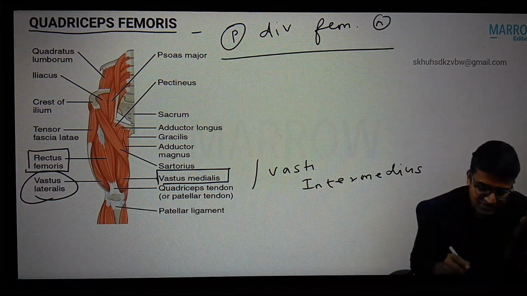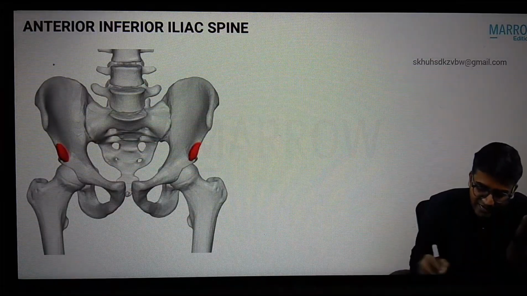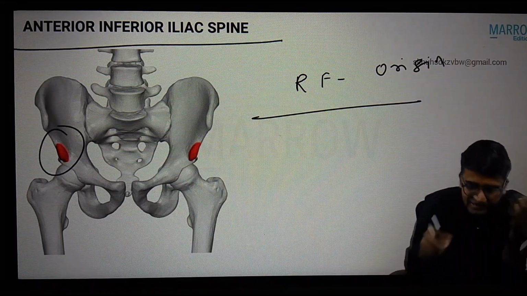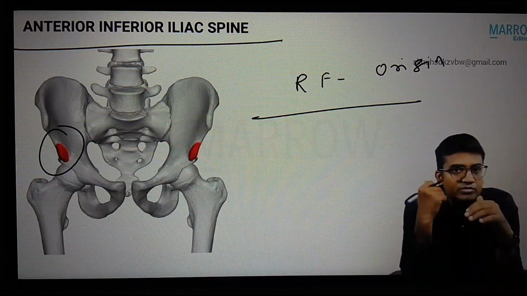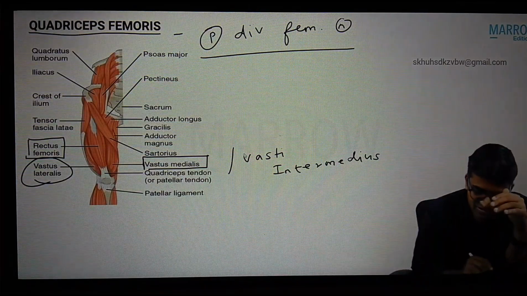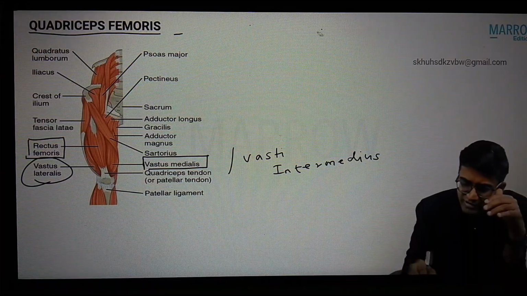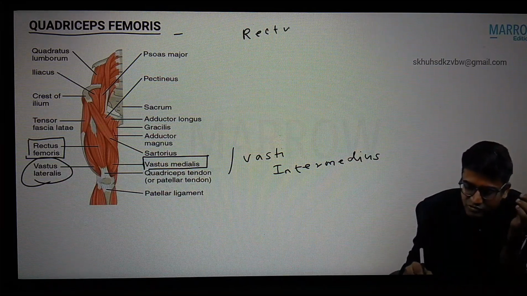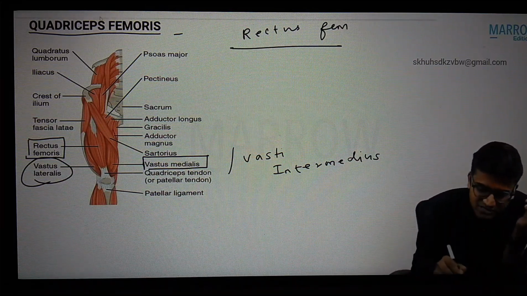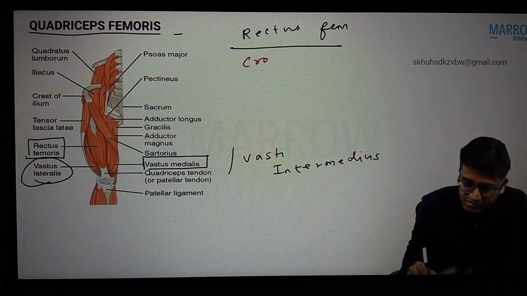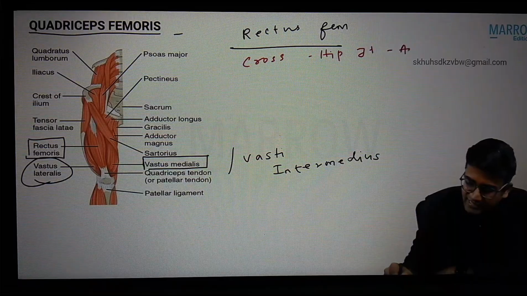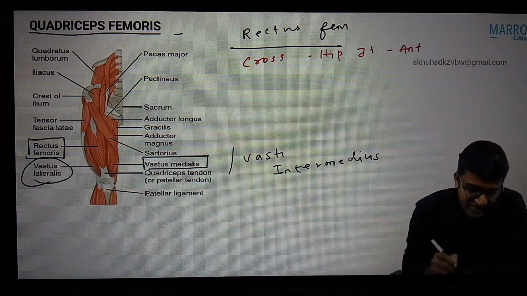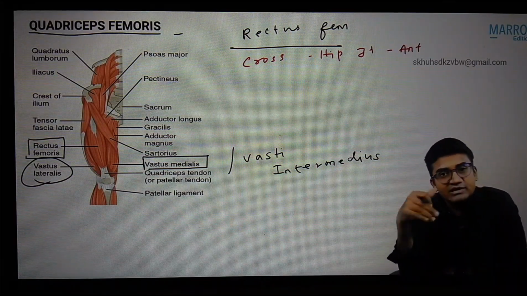The rectus femoris muscle takes origin from the anterior inferior iliac spine, on the hip bone, the ilium. So the rectus femoris muscle is crossing the hip joint in the front side, anteriorly, because it takes origin from the anterior inferior iliac spine.